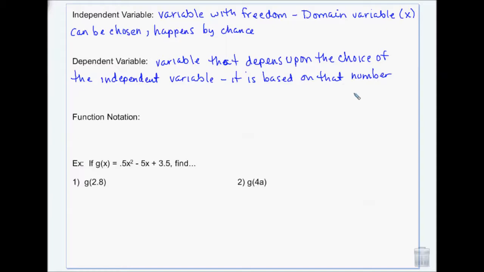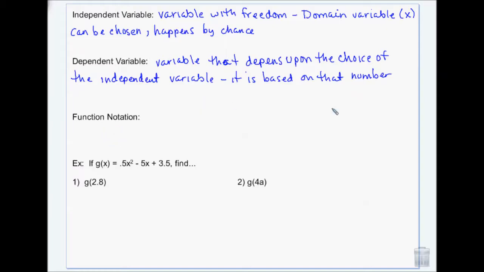Okay, it's the independent variable, or I'm sorry, the dependent variable. Whatever the independent variable ends up being, say it's a 5, then the dependent variable now becomes whatever it is based on 5. The dependent variable can't just be whatever it wants.